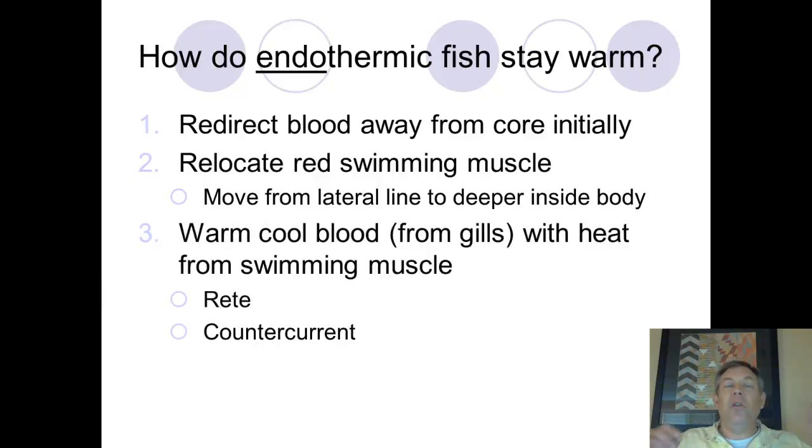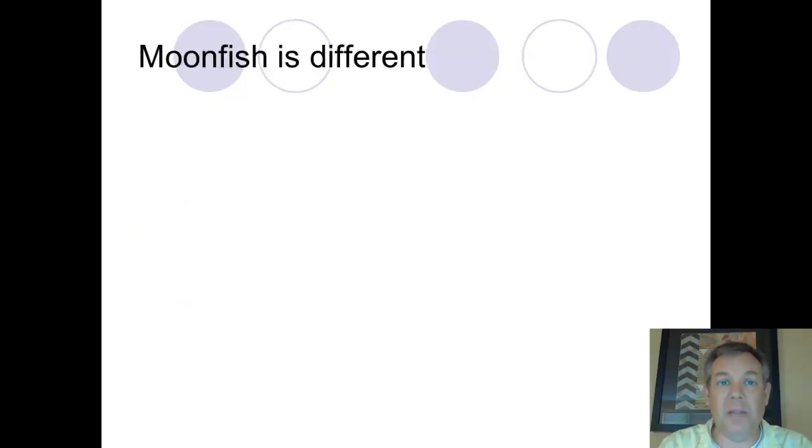And then when you redirect that blood, you use the heat from the swimming muscle to heat up the blood before it's distributed to the rest of the fish. And you do that in a couple of typical ways that we've talked about. Rete mirabile, so you've got these nets of capillaries that are for exchanging heat this time instead of exchanging gases, and also countercurrent mechanisms. So the hot blood that's leaving the core of the fish's body will run counter to the cool blood and transfer its heat to that cool blood. So these are some of the things that these fish do to try to elevate their body temperature.